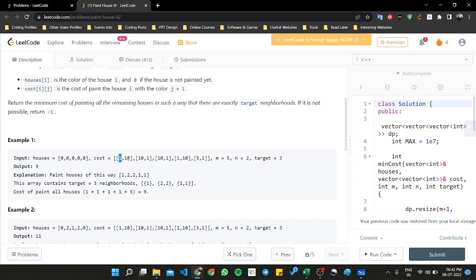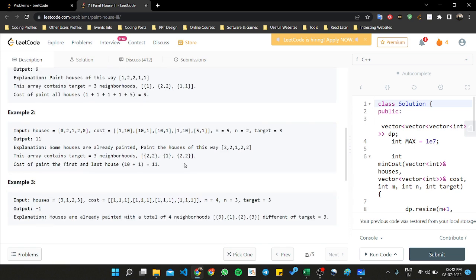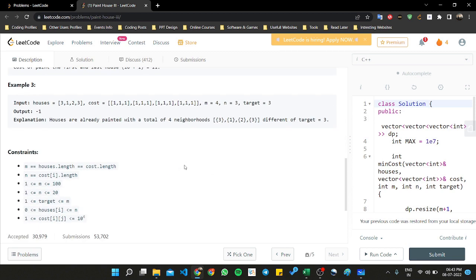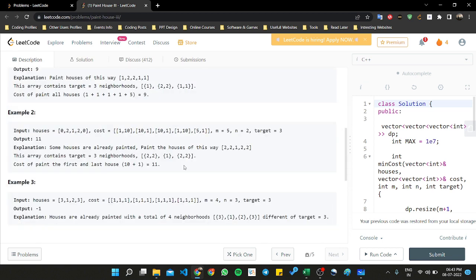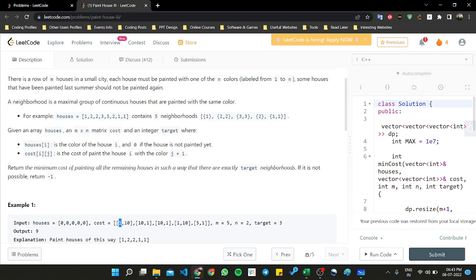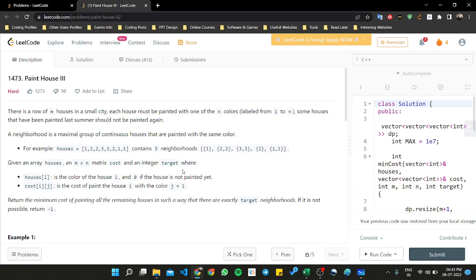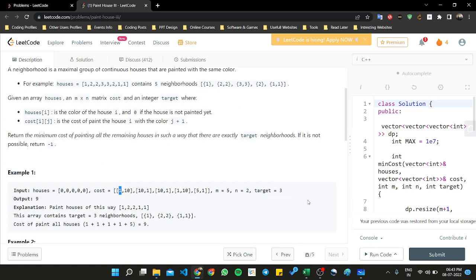In memoization, we use a dynamic programming approach. In dynamic programming, we use a three-dimensional DP. Why we need a three-dimensional DP in this problem, I will explain in the algorithm section. Now we'll move on to the algorithm part.